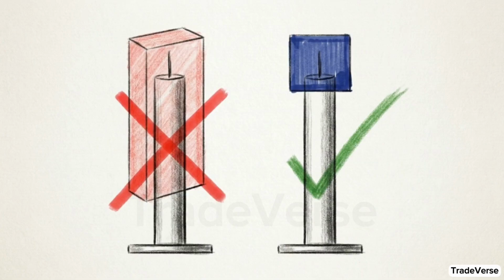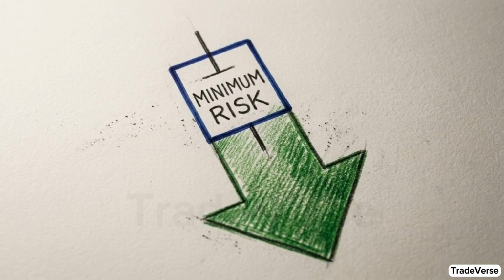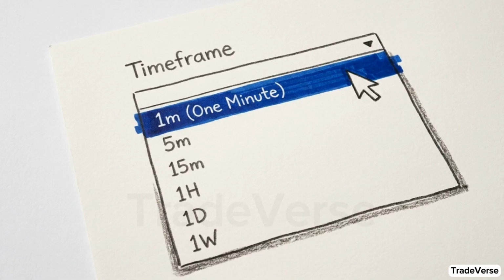Avoid the common error of drawing the box over the entire candle. It must only cover the wick. Keeping this rectangle as narrow as possible is what allows for the tight risk-to-reward ratio that defines this strategy. With your zone marked, drop your chart down to the 1-minute time frame to wait for the trigger.